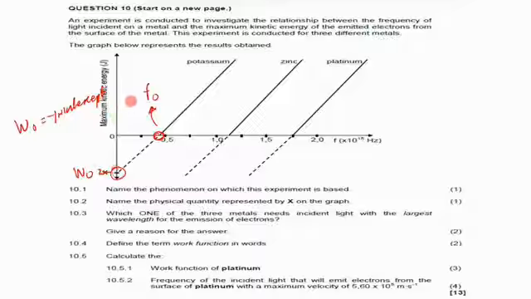Remember, they can do whatever with the graphs, right? You just have to know that if your frequency is here, then this value here will now be representing the threshold frequency, and the value in here will now be representing the work function. Not so hard to spot. Now name the physical quantity. We already did that. It's the work function, right?